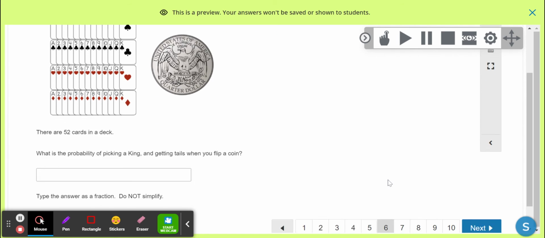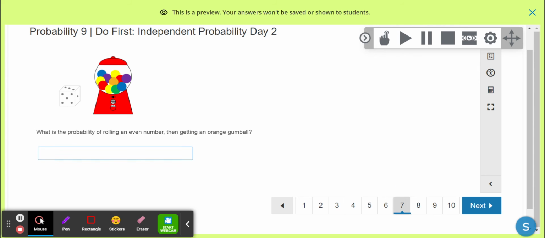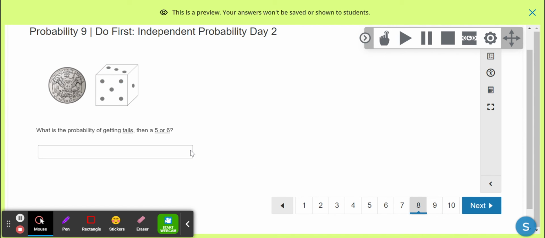I'm going to try to find another one with a dice here because those ones seem to be the most challenging. I don't want an even number one though. Okay, let's do this one. So the probability of getting tails, the coin has 2 sides, heads and tails, and one of those sides is tails. So 1/2 chance of getting tails.